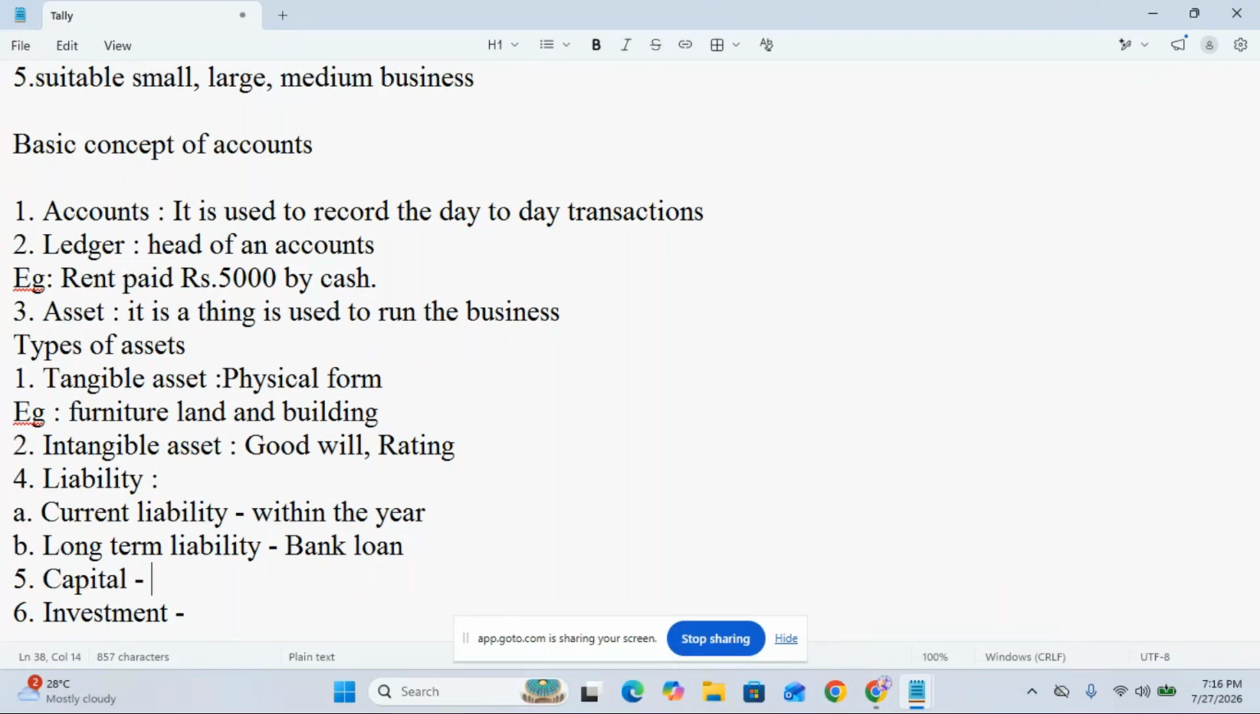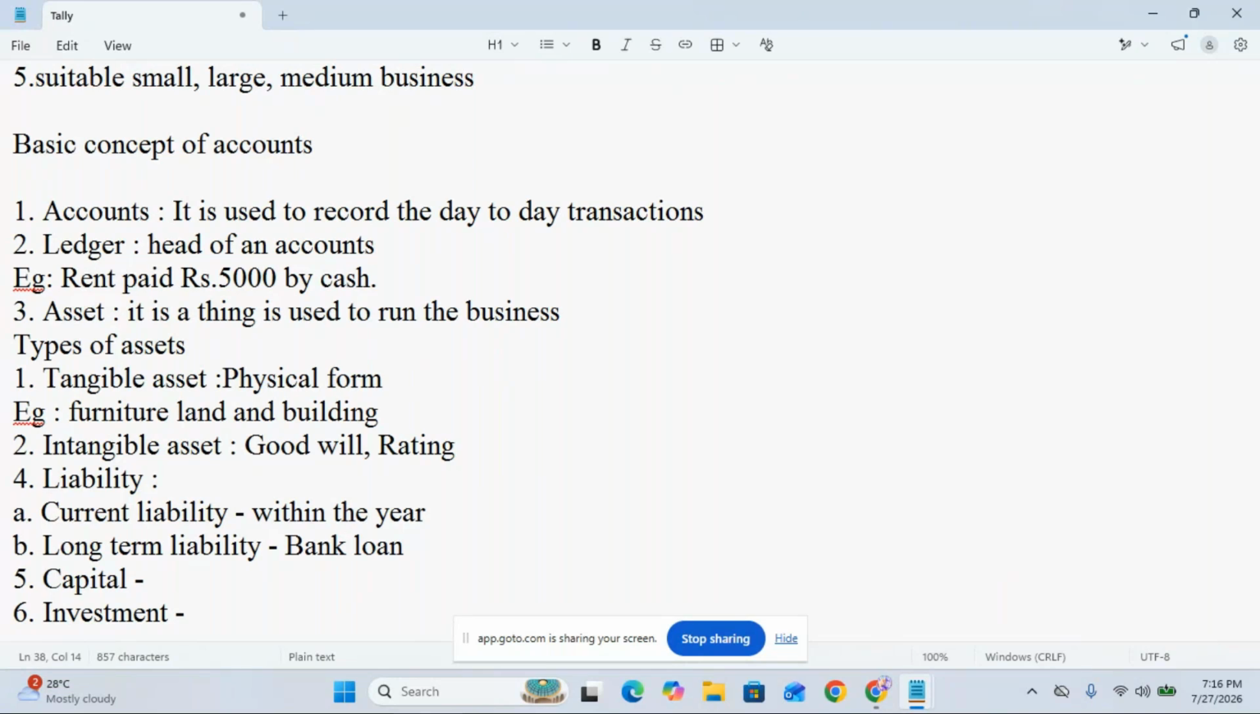Okay, I'll tell you the difference. See, capital is investing the amount for your own business. I am starting one new business, I am investing the amount. That one we call capital. Once I get the profit in my business, I will invest in another business, for example purchasing shares. That one we call an investment. Got it now? Yes, ma'am.